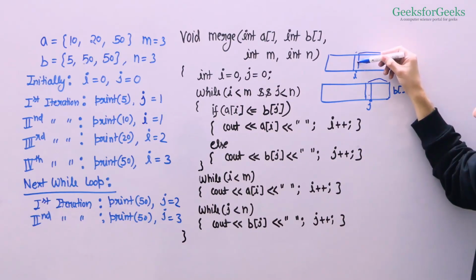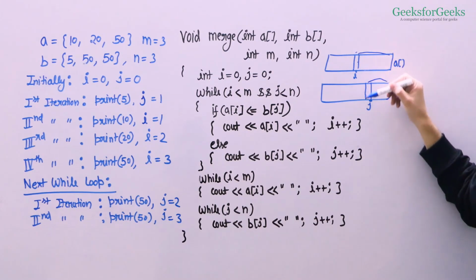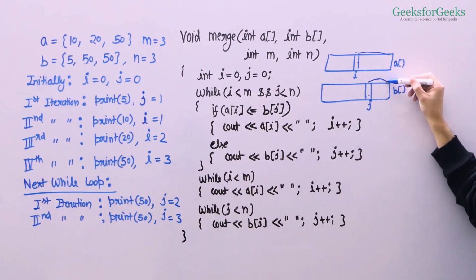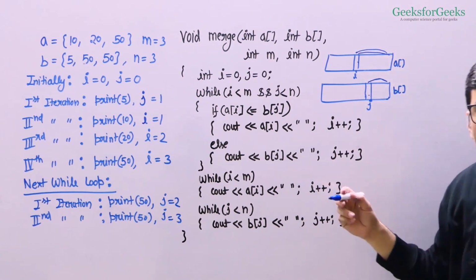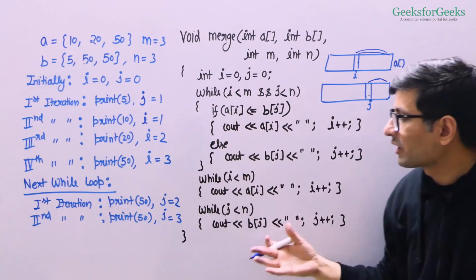And if Ai is smaller than Bj itself, then it's going to be smaller than all these elements also and all these elements also. So we can safely print Ai. And the same thing applies to Bj. That's how this algorithm works.